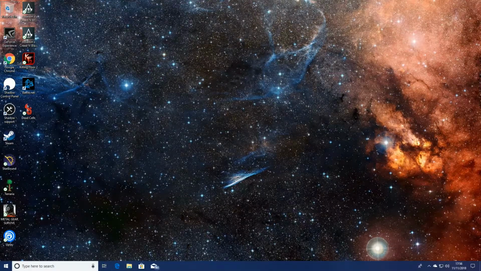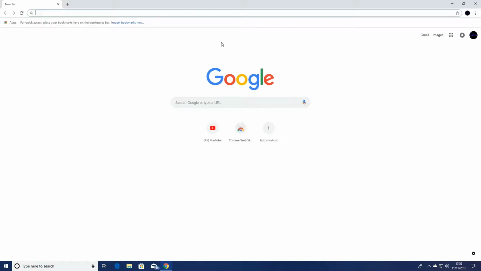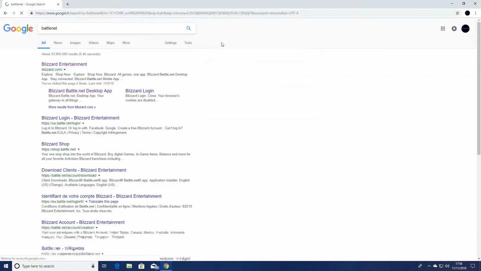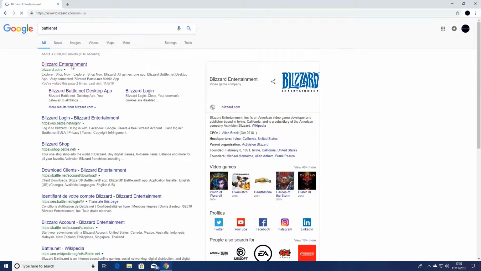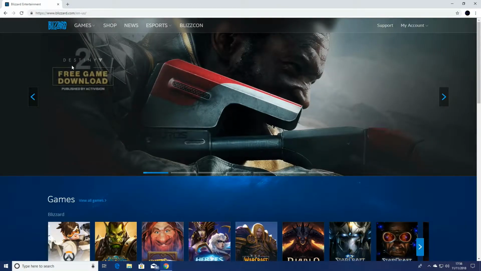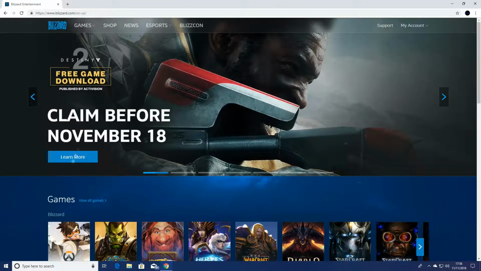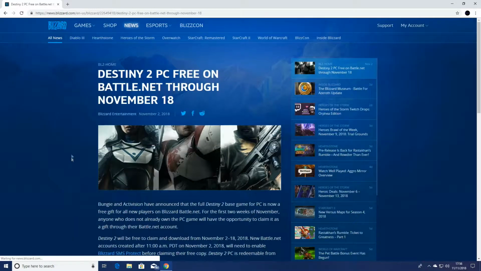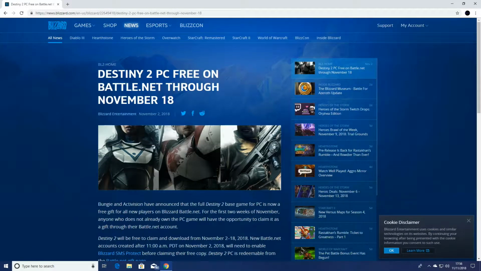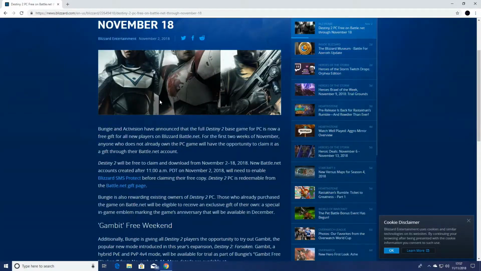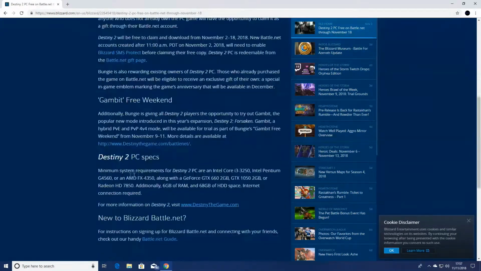Currently, you can get a copy of Destiny 2 on the Battle.net application or website, which is Blizzard's thing, for free. I believe it's until the 18th of November. And also, at the moment, they're having a sale on the Forsaken DLC. So if you're looking to get into Destiny 2 on PC, this will be the best time.